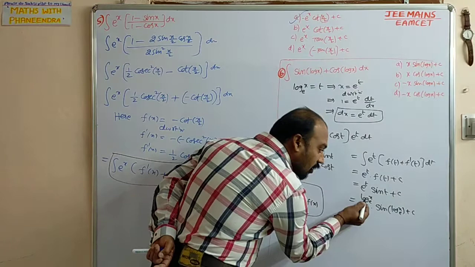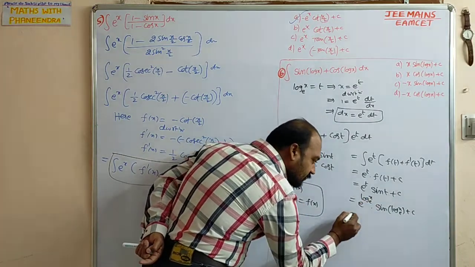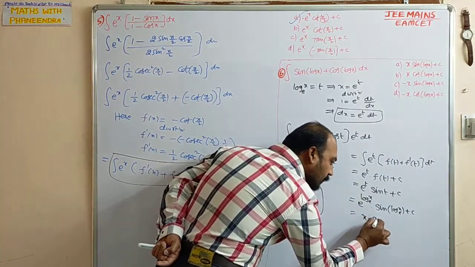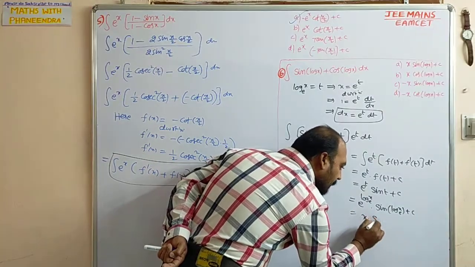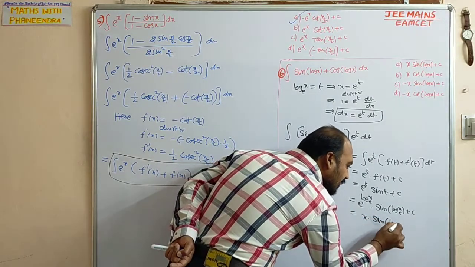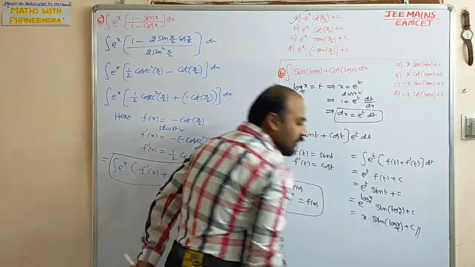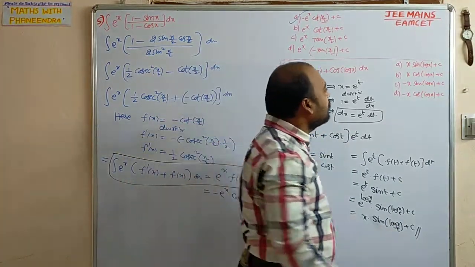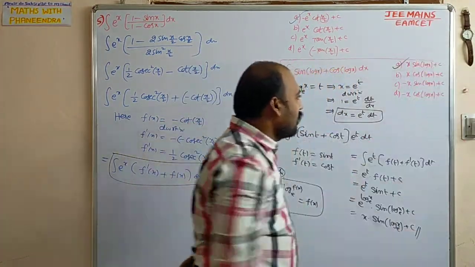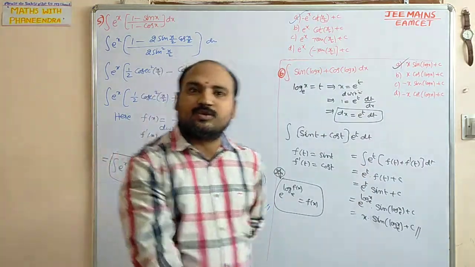So e power log x to the base e means, here in place of f of x, x is there. So x into sin of log x to the base e plus c. So it is there in the options, x into sin of log x to the base e, which is the first option. We'll move to the next question.